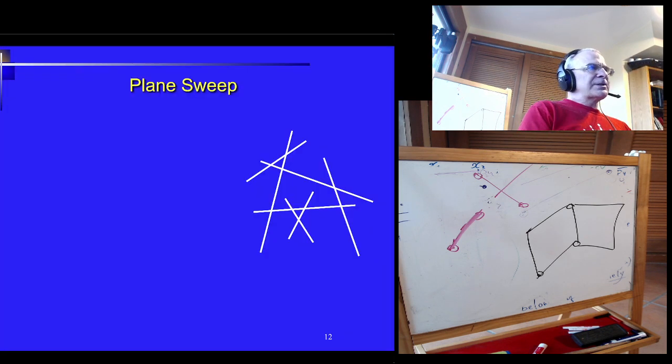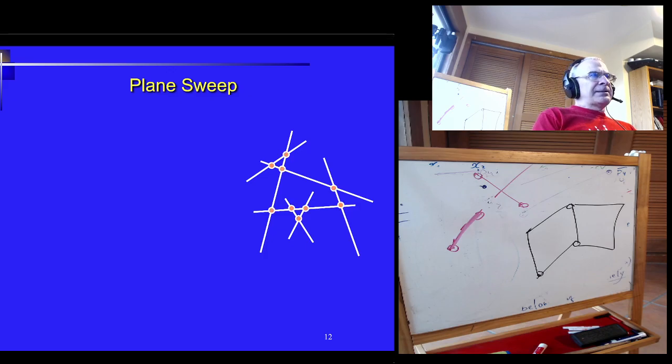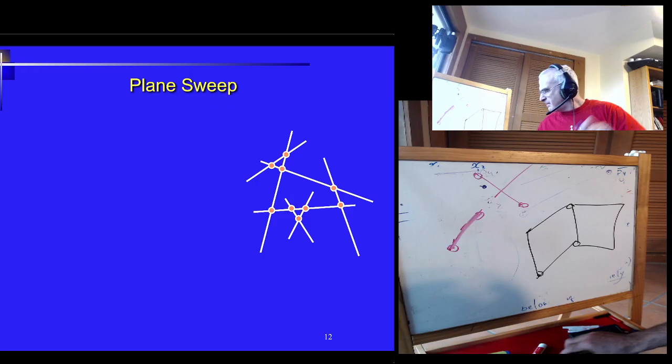And I want to talk about the plane sweep algorithm. Why do I need the plane sweep algorithm? It's more of a paradigm than an algorithm, because there are many algorithms that start using the same idea as the plane sweep algorithm. I'll just suggest two applications here. One application: I have a set of segments.